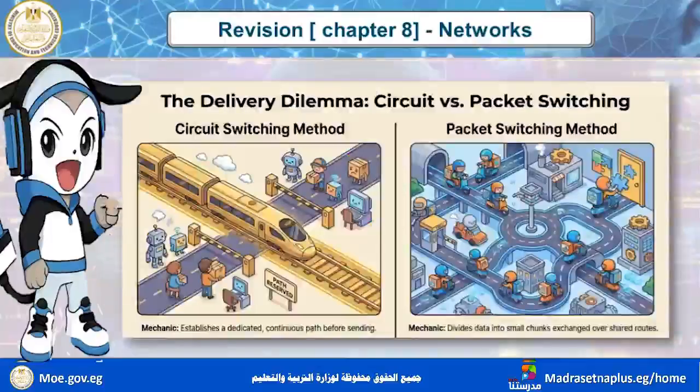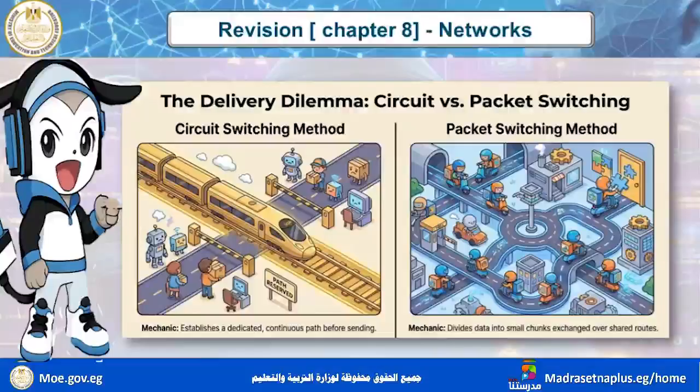And who is the delivery? Let's discuss the delivery dilemma. We have two types, circuit versus packet switching. We have two types of delivering data: the circuit switching method and the packet switching method. In the circuit switching method, we establish a dedicated continuous path before sending, but in the packet switching method, we divide data into small chunks exchanged over shared routes.